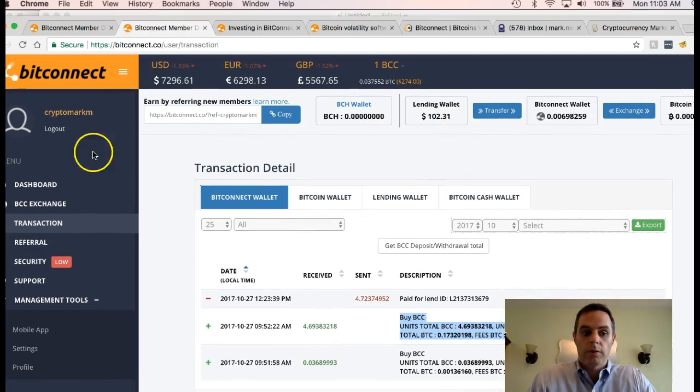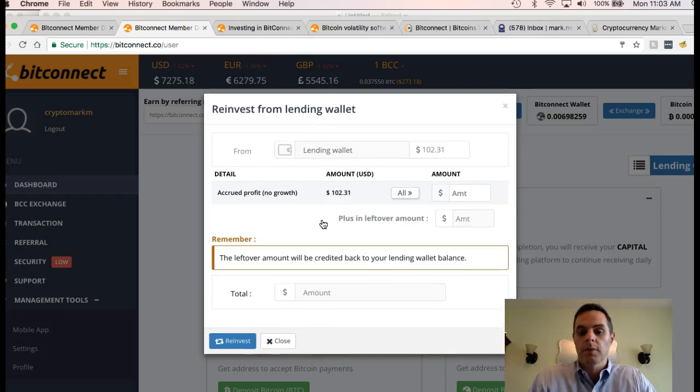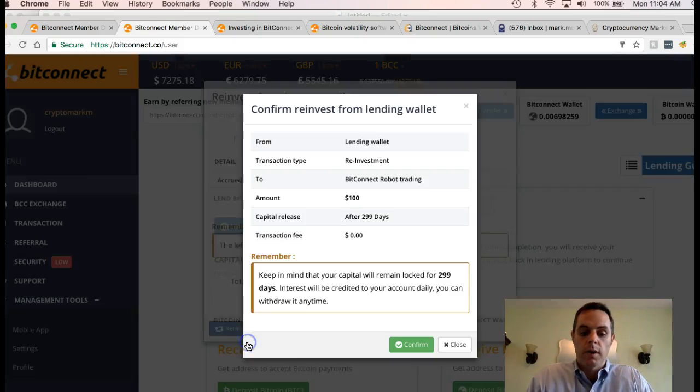I'm going to go back to the dashboard right here, and with that $102, I'm going to reinvest, right? And I can reinvest all of it, which basically means you have to do multiples of 10. Our leadership is telling us to wait until you get to 100 and then reinvest that 100, as opposed to reinvesting it every 10 or 20 or 30. Wait till you get 100 and then reinvest that 100. So I will do that right now.